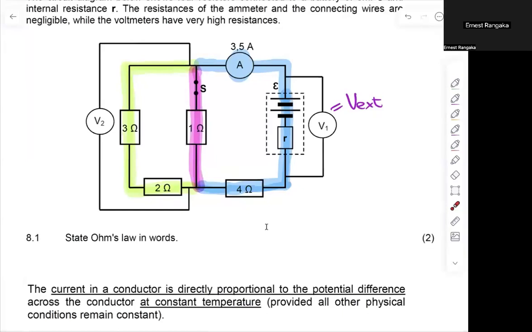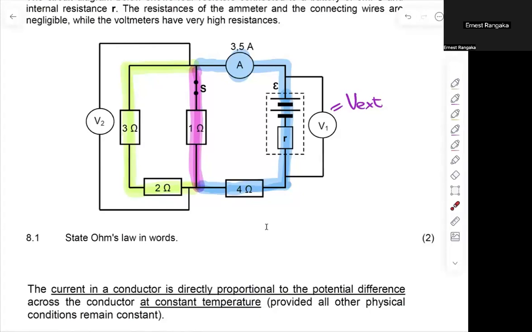They didn't ask for a reason, but let's go through the reason so that we can actually understand why. Remember that V1 measures everything that's going to come out of my battery, right? That's always going to be the biggest possible value. The only thing that will be bigger than V external is going to be EMF. So EMF is going to be the biggest number. V external will be the next biggest number.